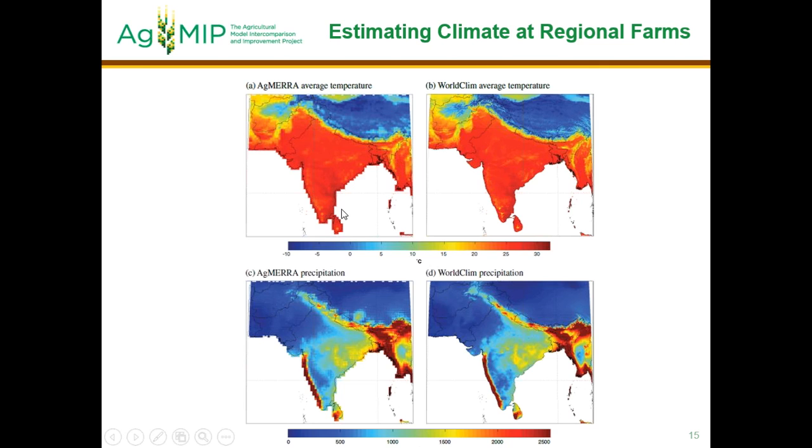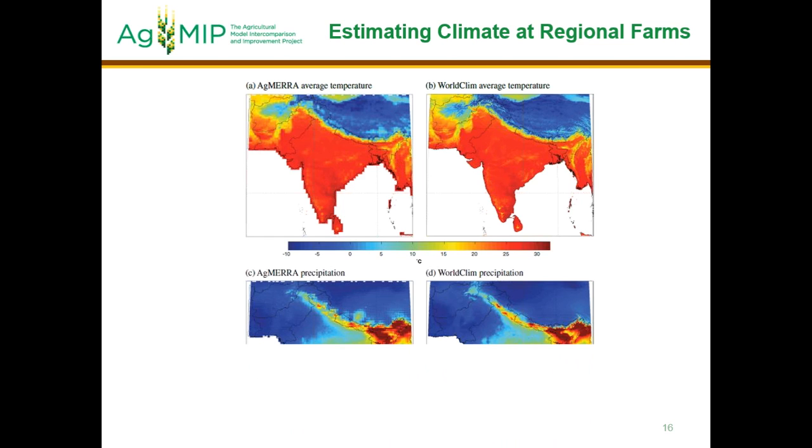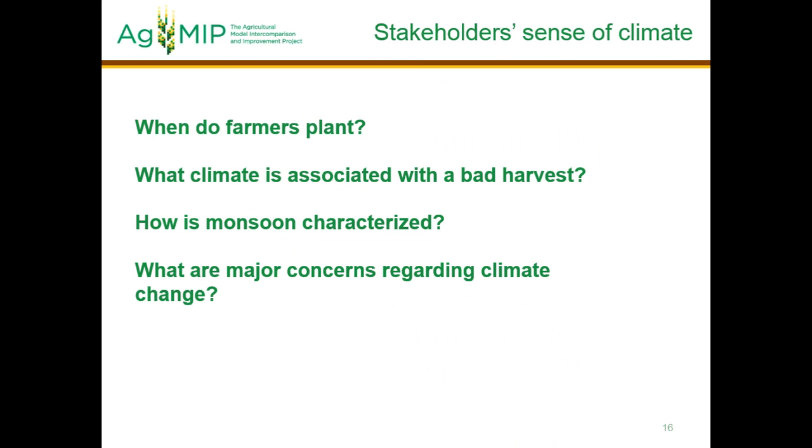And what you see here on the left is AgMERRA. You can see the kind of spatial resolution here. And then the WorldClim you can see has much better texture and detail. So just to use South India as a region, some of these plateaus and valleys that don't show up in AgMERRA, we're able to capture by using WorldClim. And that's really the idea of projecting out to regional farms.